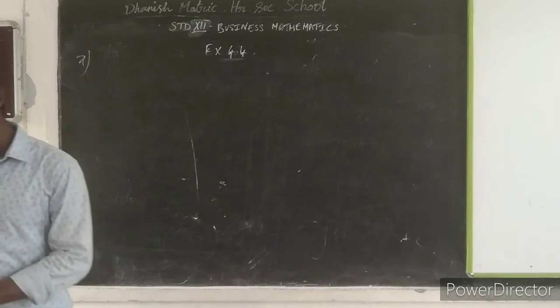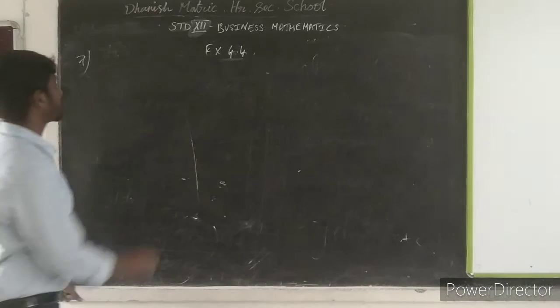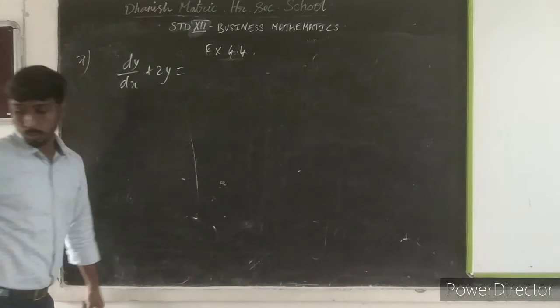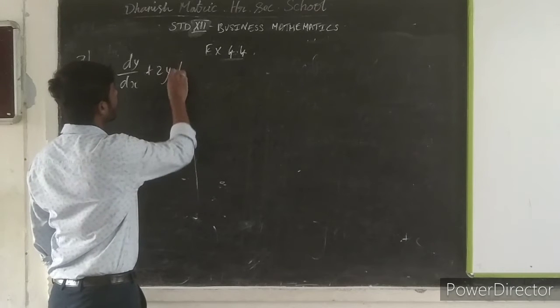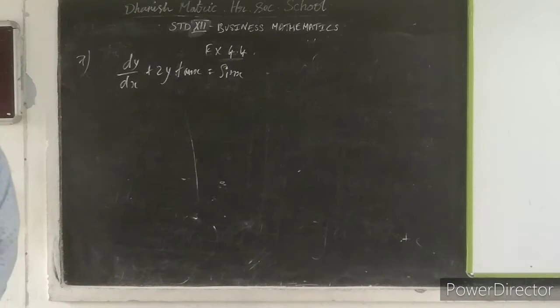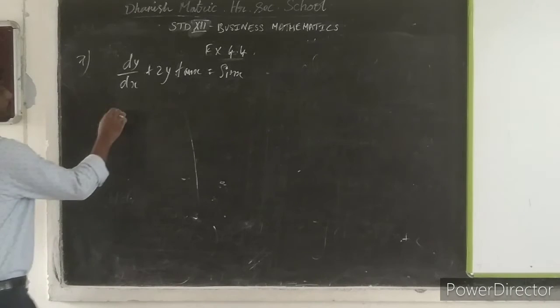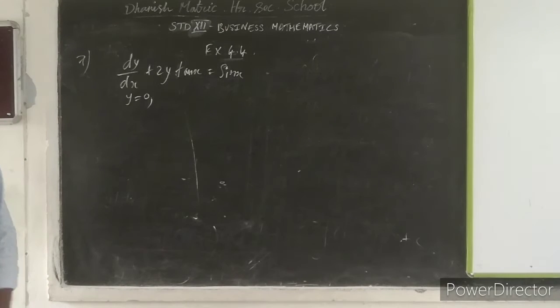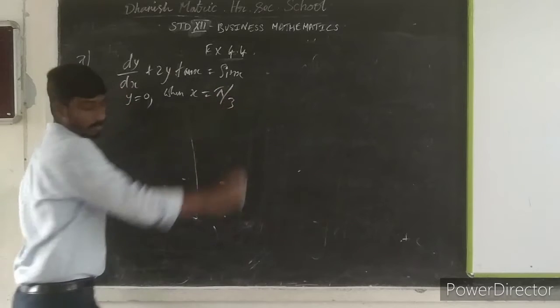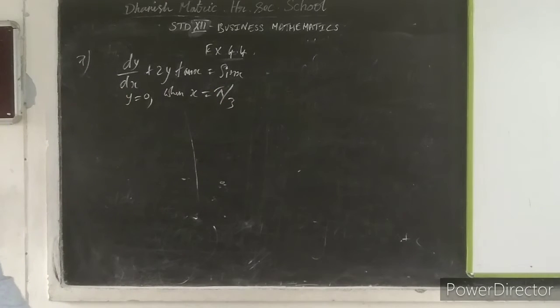What is the question given here? dy/dx + 2y tan x = sin x, where y is equal to 0 when x is equal to pi by 3. Express y in terms of x. Listen carefully. Express y in terms of x here.